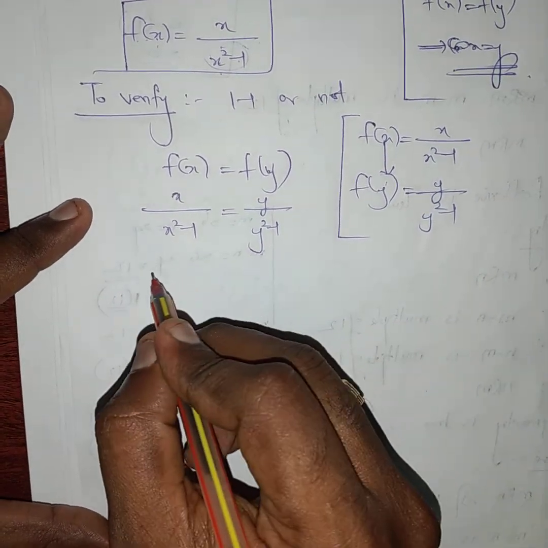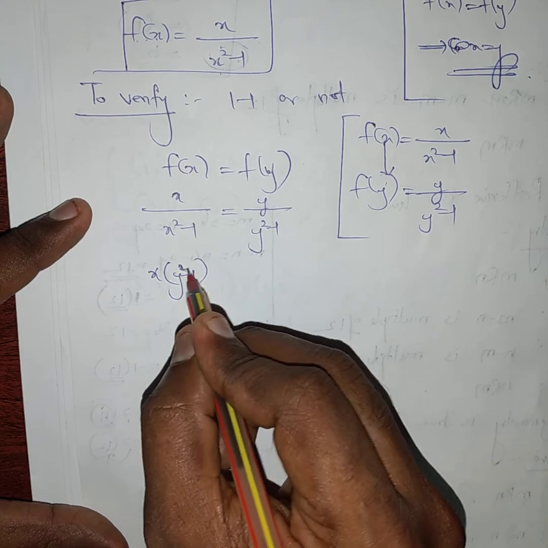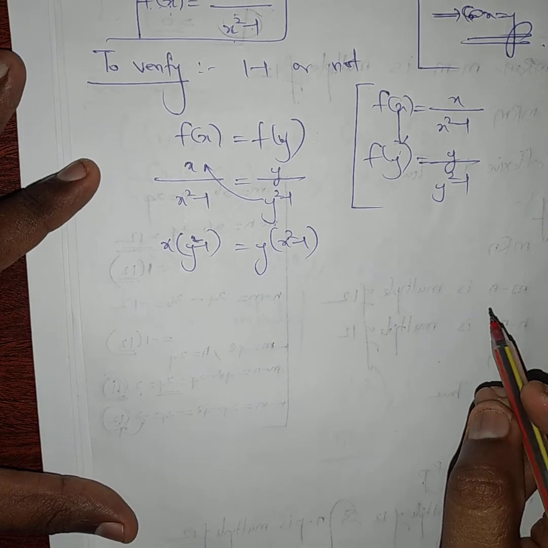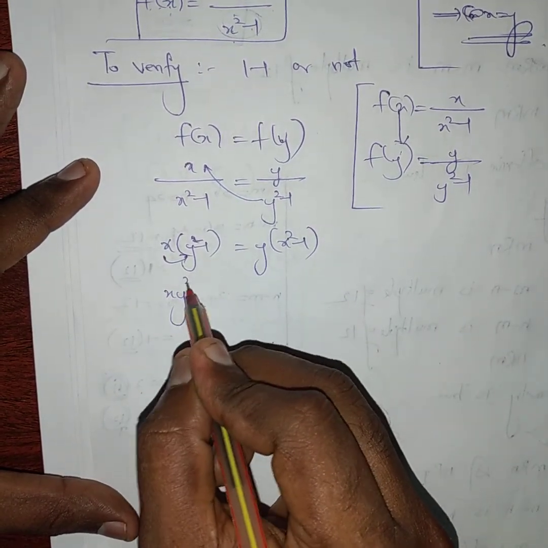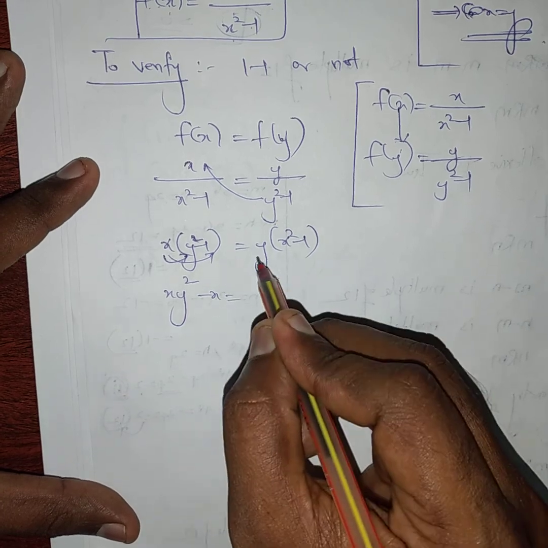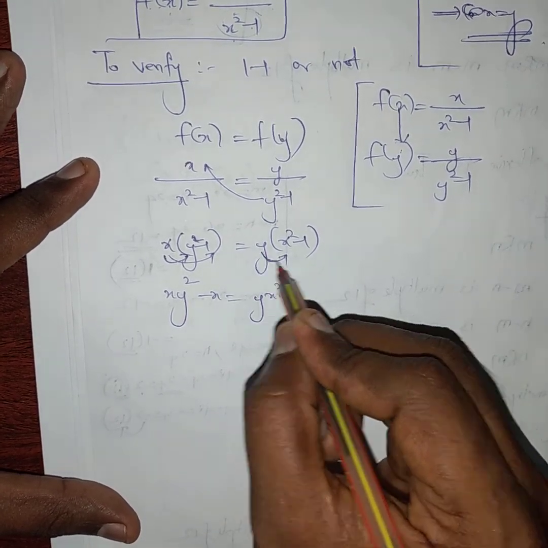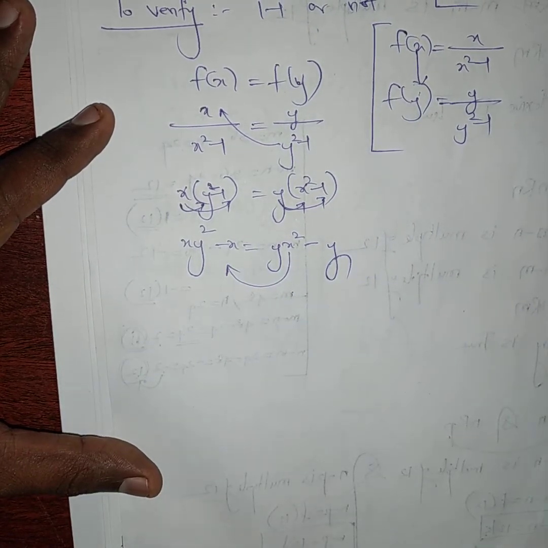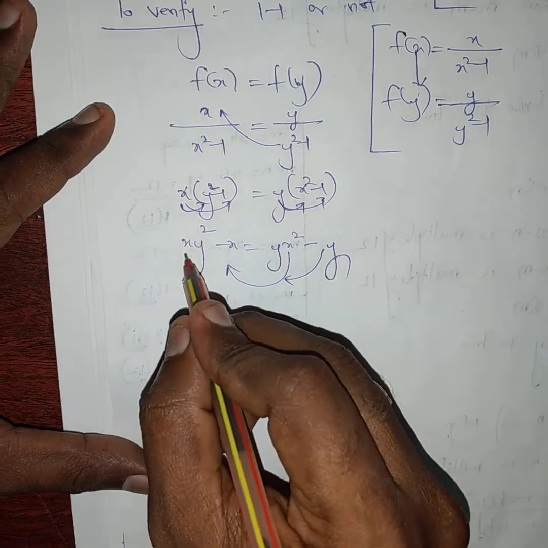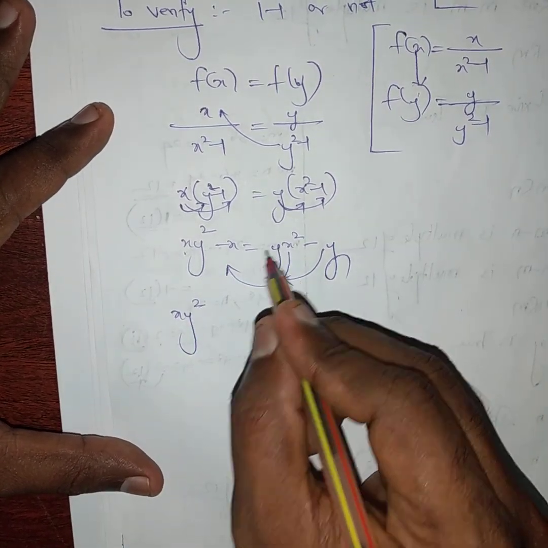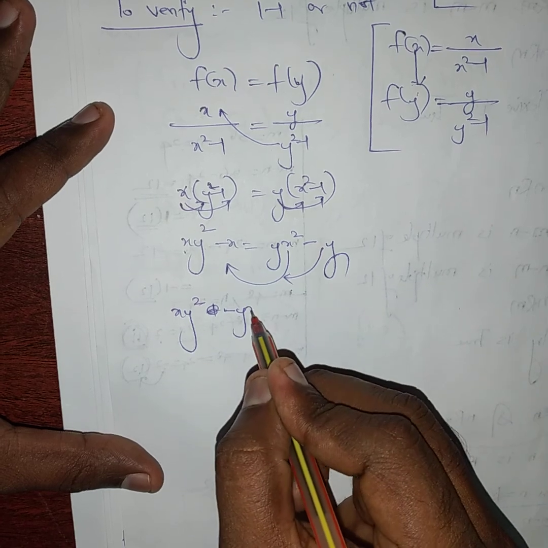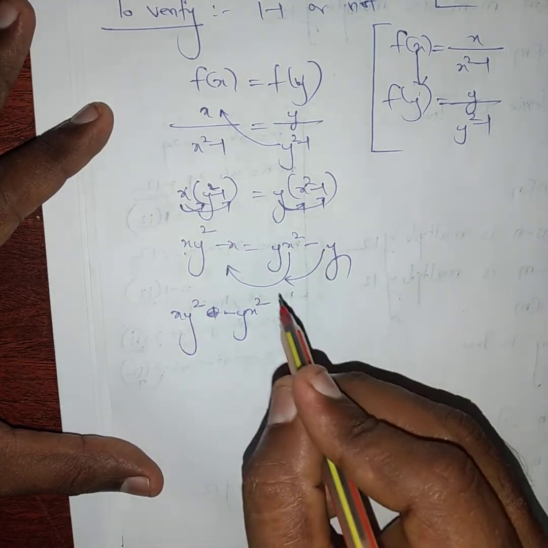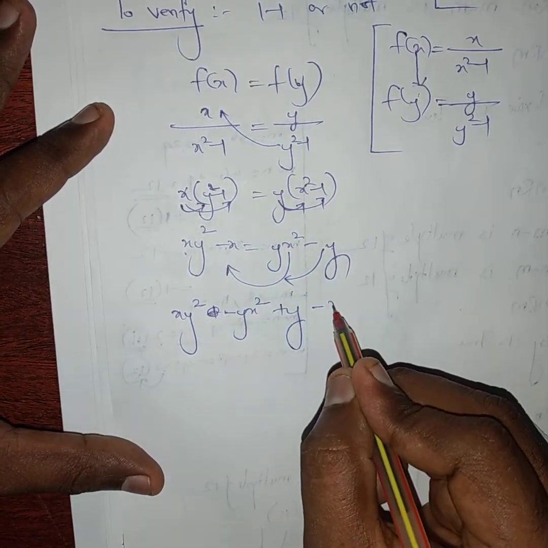Now make a cross multiplication here: x into y square minus 1 is equal to y into x square minus 1. The cross multiplication process is over. Next multiply: x into y square is xy square, x into minus 1 is minus x, y into x square is yx square, y into minus 1 is minus y. Next, yx square let it come this side, and minus y also let it come this side, becomes plus y. So xy square minus yx square, this minus x comes this side, plus y, is equal to 0.